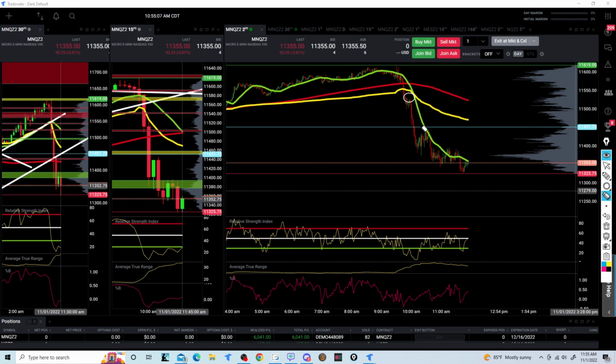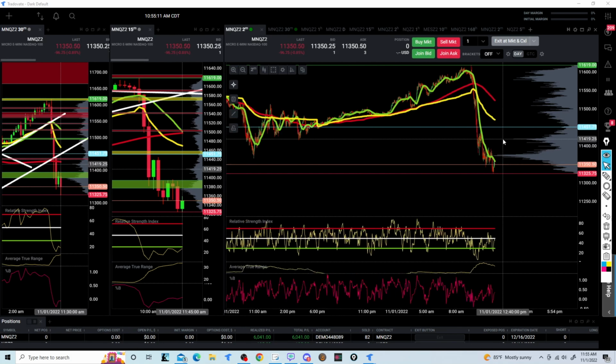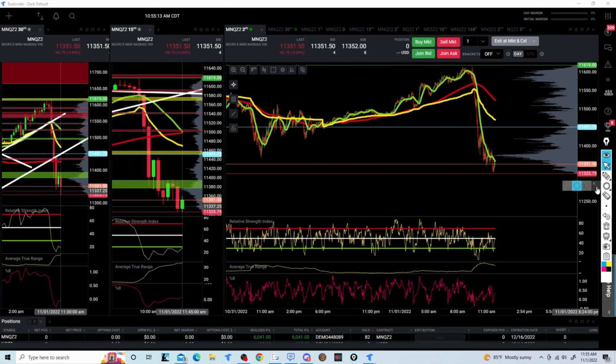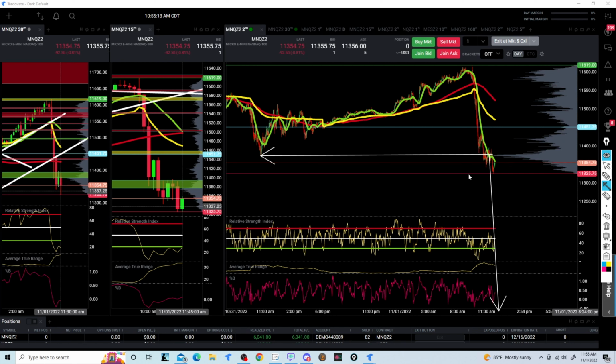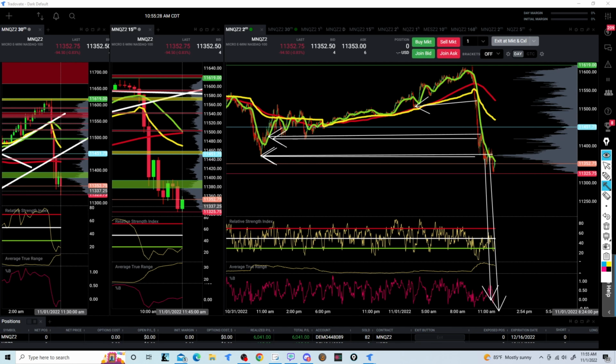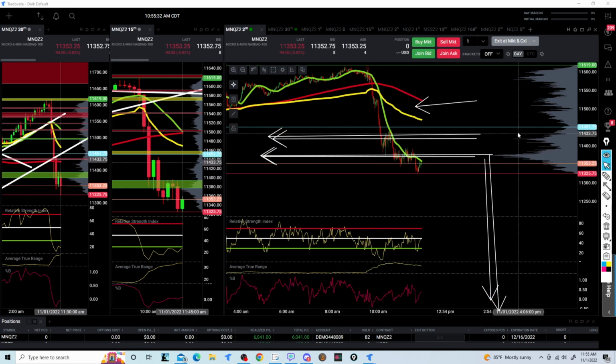Now, with that said, don't ever forget to look left. Don't ever forget your time. Don't ever forget to look left for possible areas where it could reverse. Notice in all those areas we just marked off, look at where price reacted.